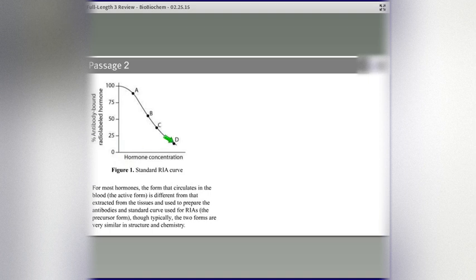So tell me what D represents right here. High labeled or low labeled? We have warring answer choices. So the labeled, which axis is it on? Is it on the y-axis or the x-axis in this diagram? So labeled is on the y-axis. The concentration of labeled is on the y-axis. So D, is that a little bit of labeled hormone bound, or is that a lot of labeled hormone bound?